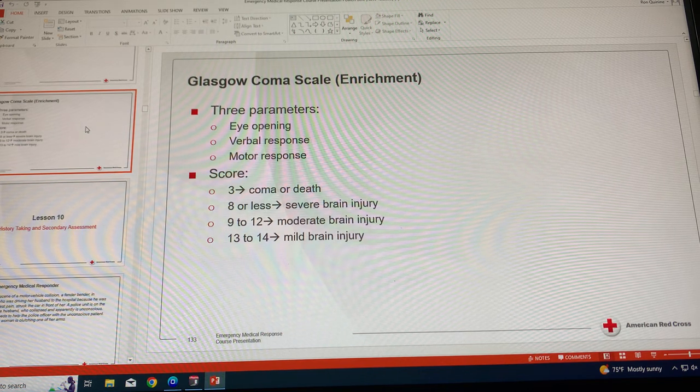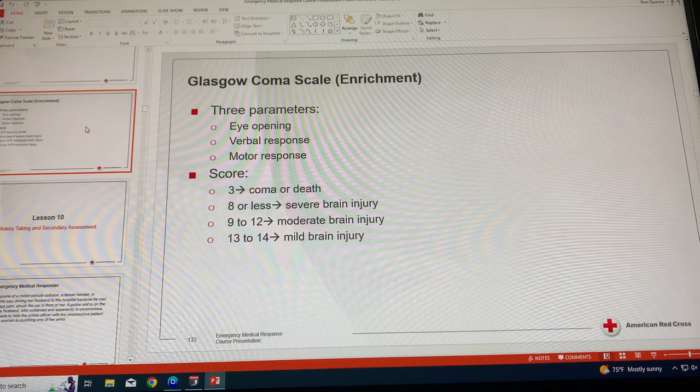Okay. Glasgow Coma Scale. 3 parameters, okay? Eye opening, that's 1. Verbal response, that's 2. Motor response, that's 3. Okay, this is the Glasgow Coma Scale. And here's the score. A 3 or less, coma or death. That's the lowest. 8 or less, severe brain injury.